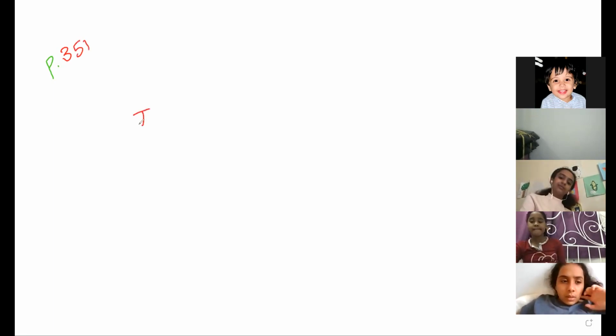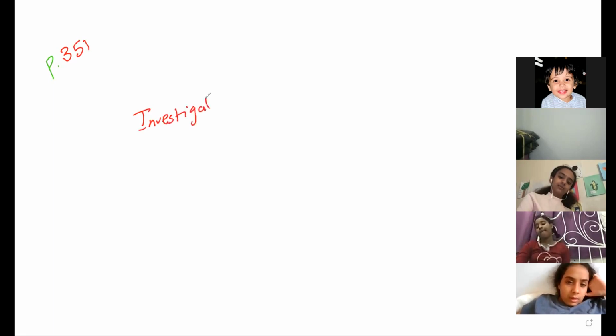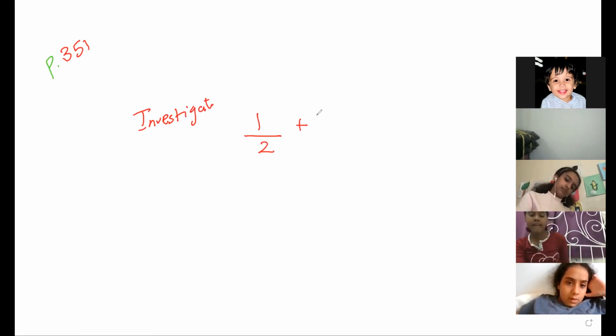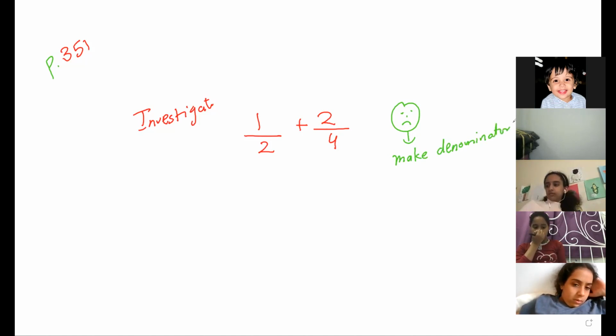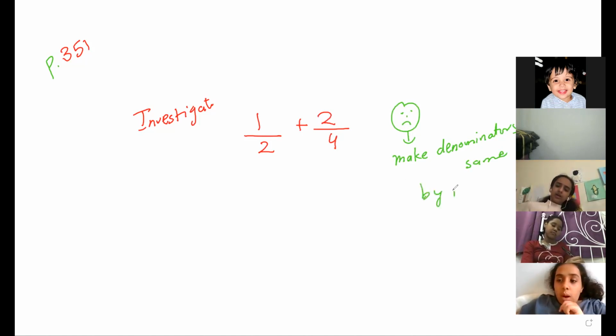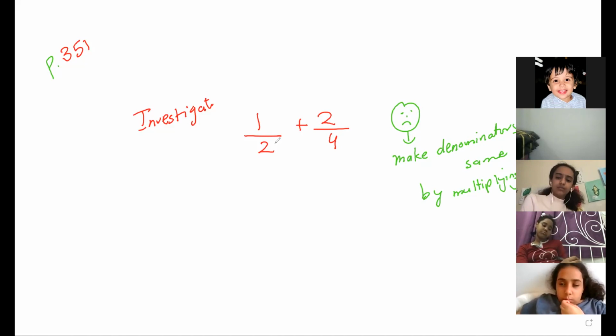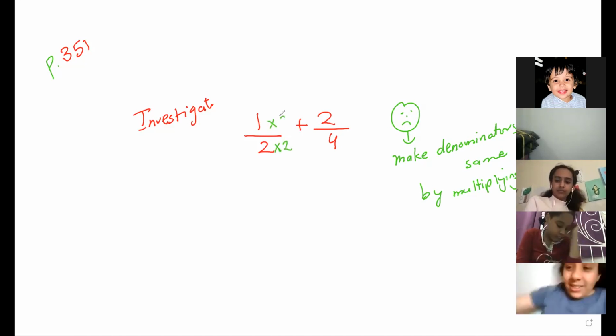351. Okay. And I told you we are doing investigate. And there was a question, 1/2 plus 2/4. Okay, now. I was asking Bushra how do I make them same? I'm not happy because the denominators are not same. To make me happy, you need to make the denominators the same by multiplying something. So how do you multiply? You multiply 2 times 2 and you multiply 1 times 2.